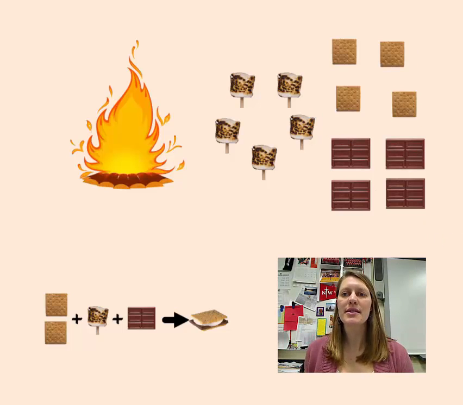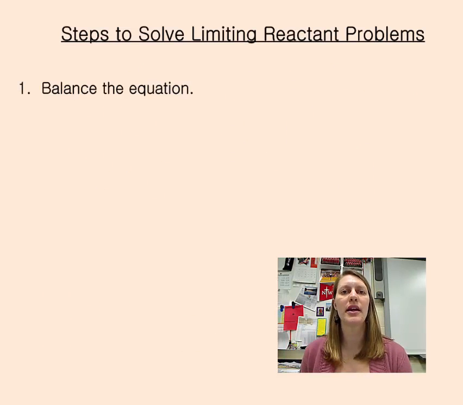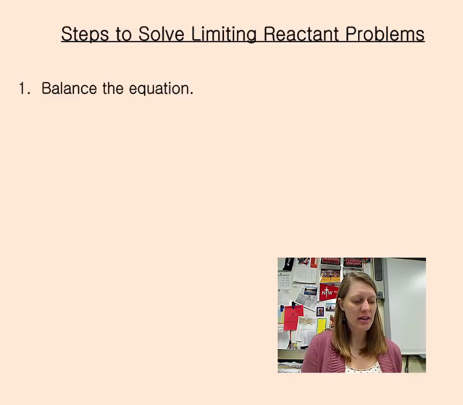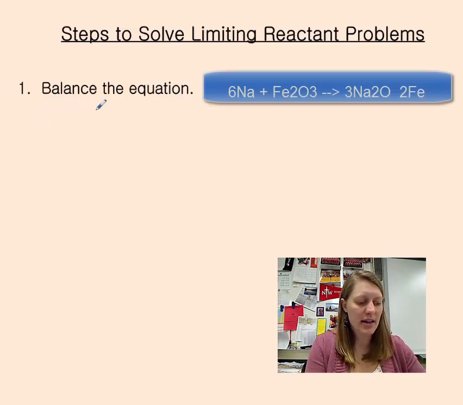So we're going to use that same kind of concept in chemistry as we look at different reactions and equations. Now there's 3 main steps that I like to narrow limiting reactant problems down to. The first one is you always want to start with a balanced equation. So if it is not already balanced for you, you want to make sure we do that. Now we're going to use an example here of sodium and iron oxide.